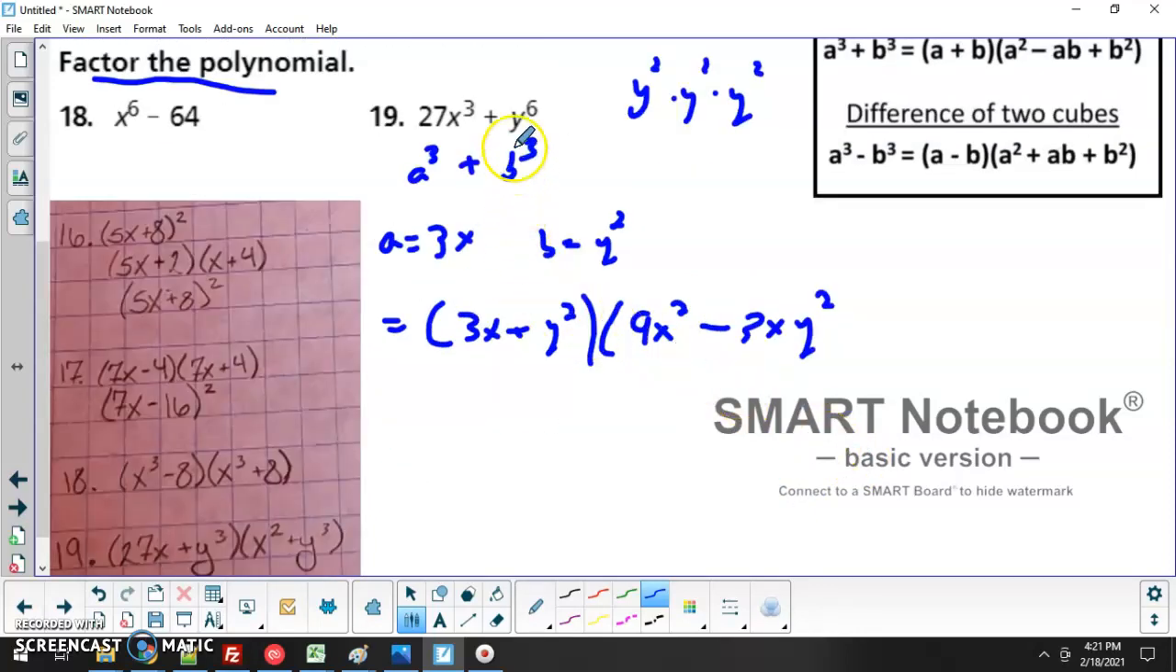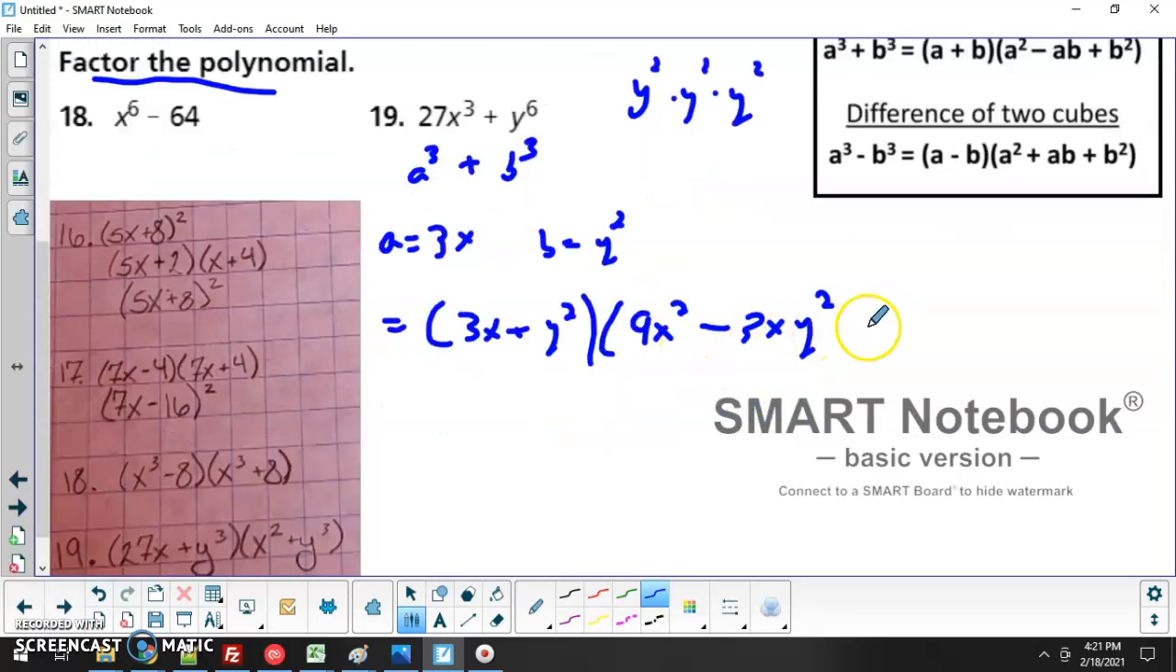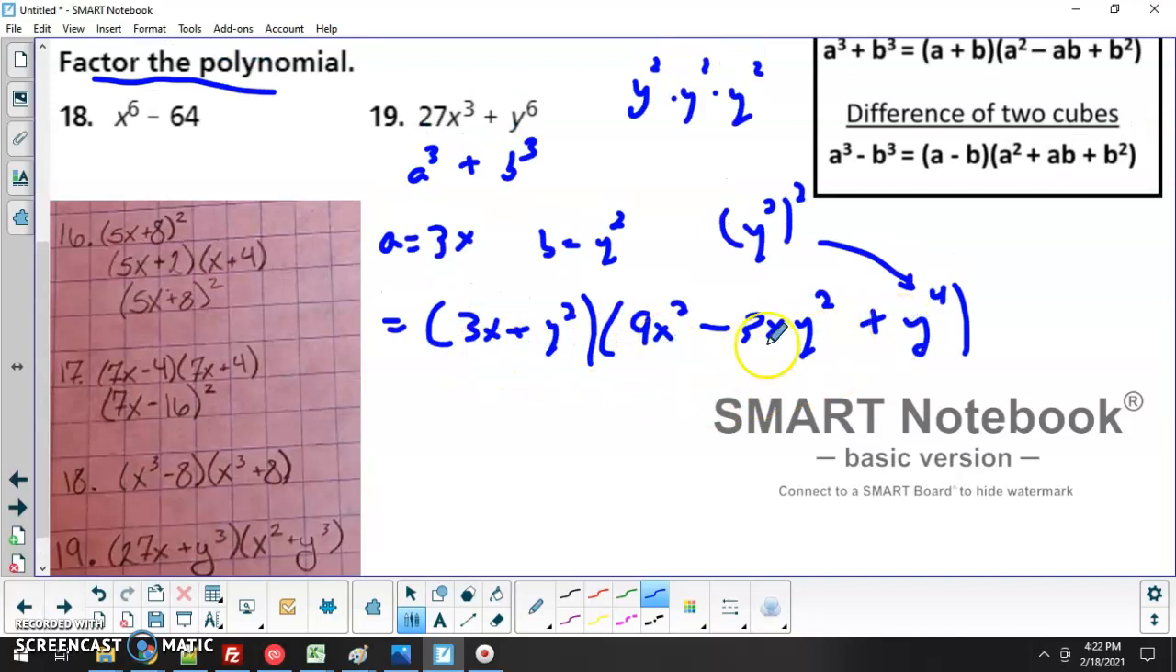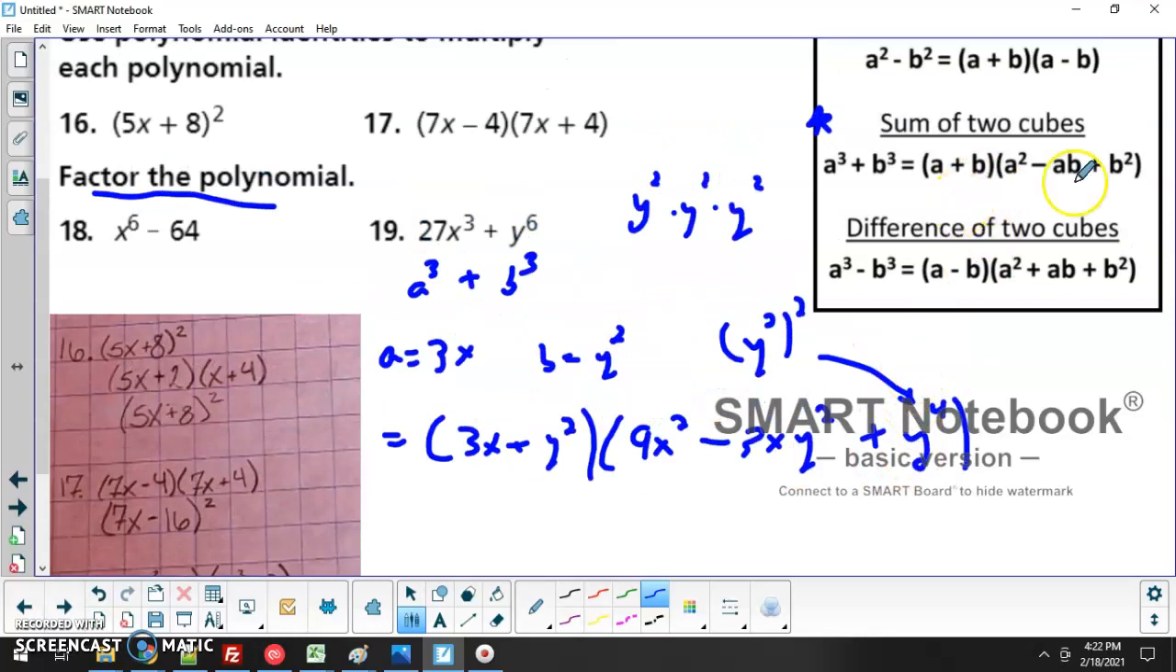Sorry, those words are in the way. Plus b squared. So b squared is, well, b is y squared. If I square y squared, I get y to the 4th power. Whenever you square exponents, remember you have to multiply the exponents. So b squared is y squared squared, and that gives me the y to the 4th power because you multiply these exponents. And then that's factored. That's all you have to do. The hard part is figuring out what a and b are to substitute into that.